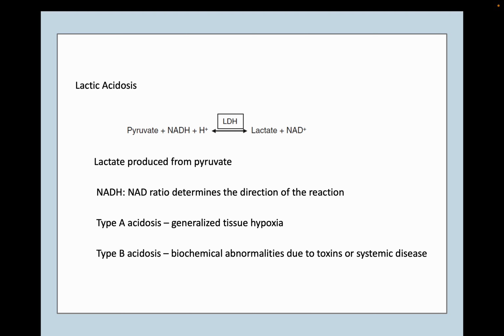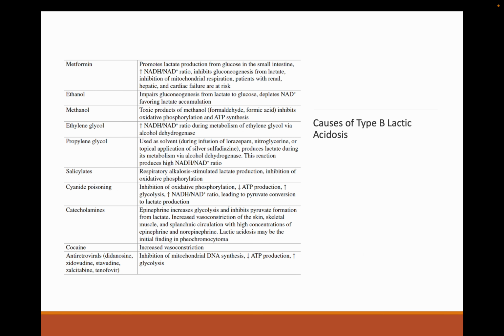But there are various causes of type A and type B. Type A is due to hypoxia, decreased perfusion and supply. Type B is due to toxins or systemic diseases. So this is the cause of type B. There are various drugs that can cause type B, because the patient won't be in shock or have decreased tissue perfusion per se, but will still have lactic acidosis. That might be due to impaired reaction of this pathway.